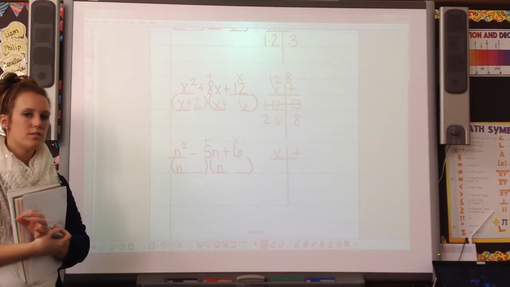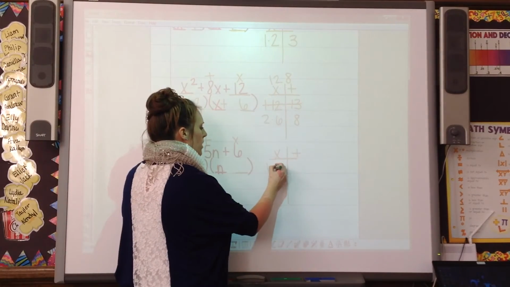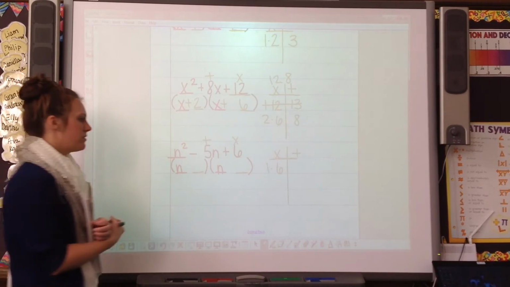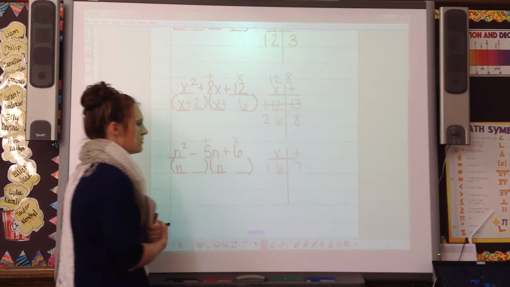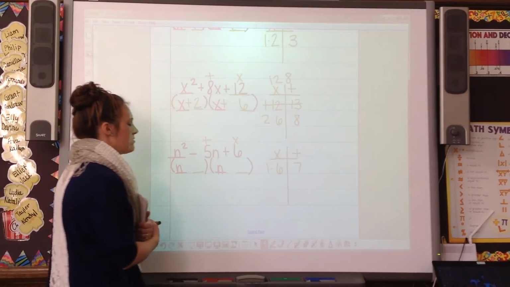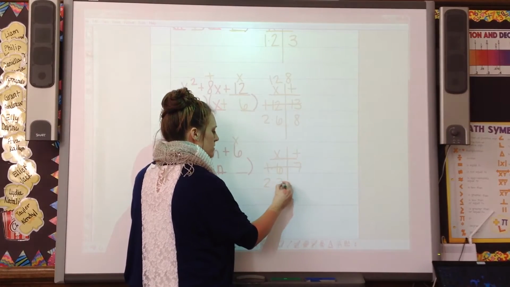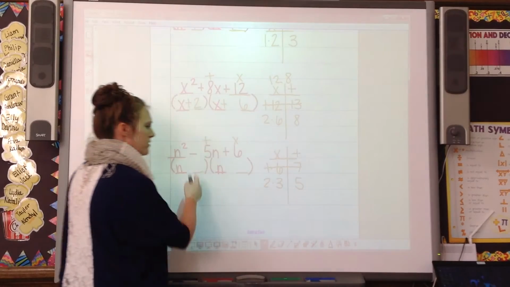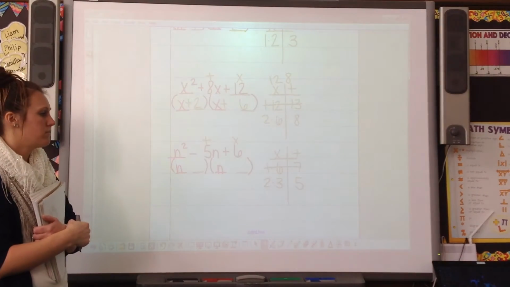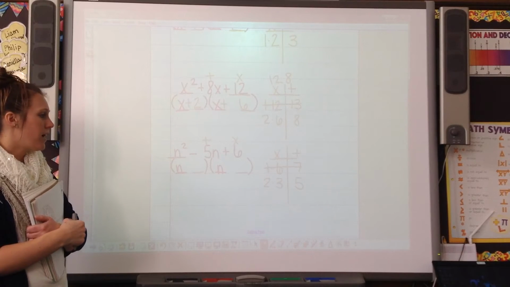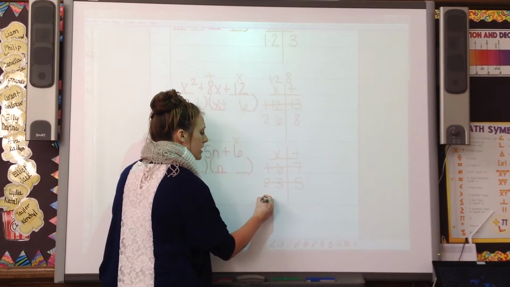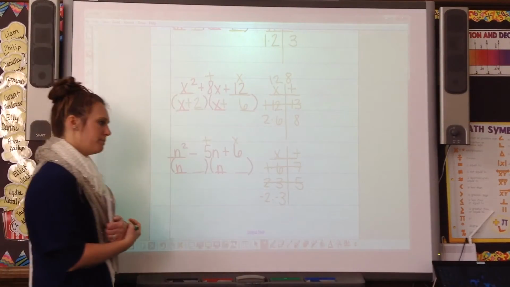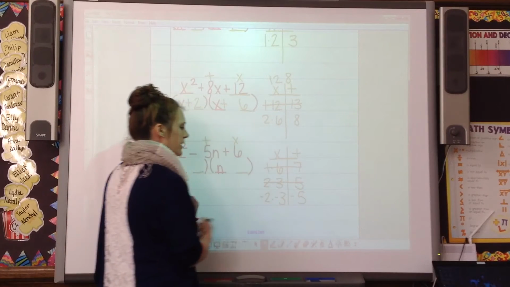Think of two factors that make a positive 6. Well, 1 times 6, when added together, that's 7. Okay, that doesn't work. How about 2 times 3? Well, when you add that together, you get a positive 5, and we need a negative 5. That does not work. What else would we do to get a negative 5? Well, what if we do negative 2 times negative 3? Same sign sum. These add up to be a negative 5.